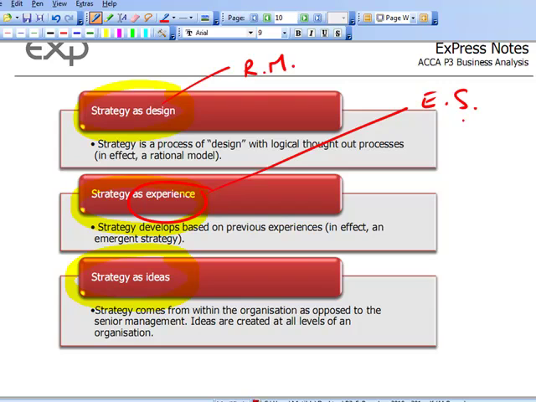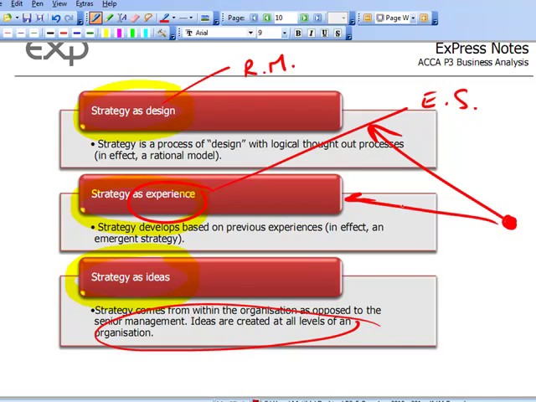And the next one is strategy as ideas. And this emphasizes that strategy comes from within the organization as opposed to the senior management. And it is focused on saying ideas are created at all levels of an organization. Now, according to JSW, these are 3 lenses that you should look through when analyzing what strategic approach to take. It's important, according to JSW, that you look through all 3, because there is no one right single method.